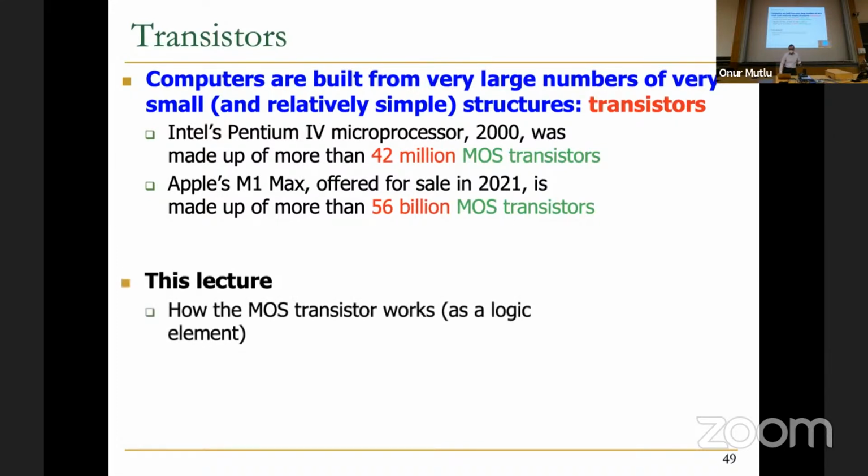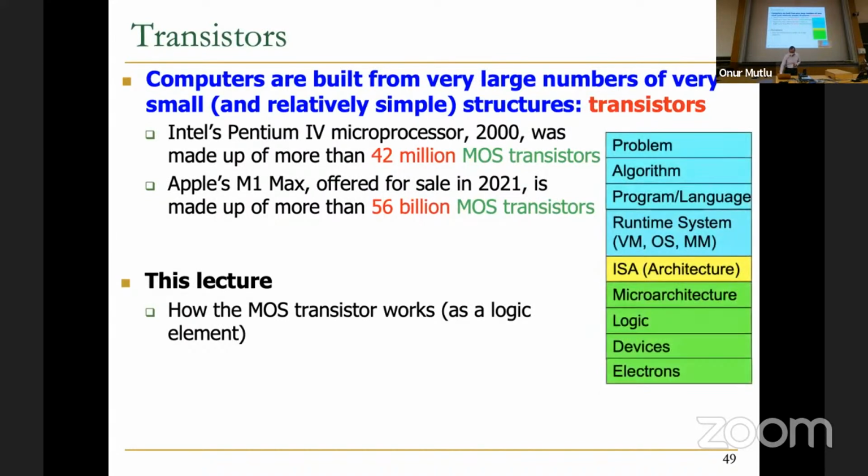So in this lecture, we will learn about how the MOS transistor works as a logic element. I'm not going to go into the voltage and current equations that really make a transistor work. We're not going to go into the device level. We're going to set an abstraction level. If you really want to know about how a MOS transistor works, you have to take a microelectronics design class. If we talk about microelectronics design in this lecture, then this is going to be a full 2-semester lecture.